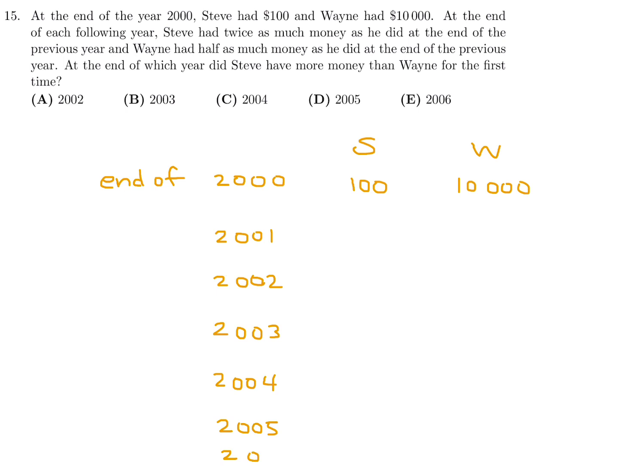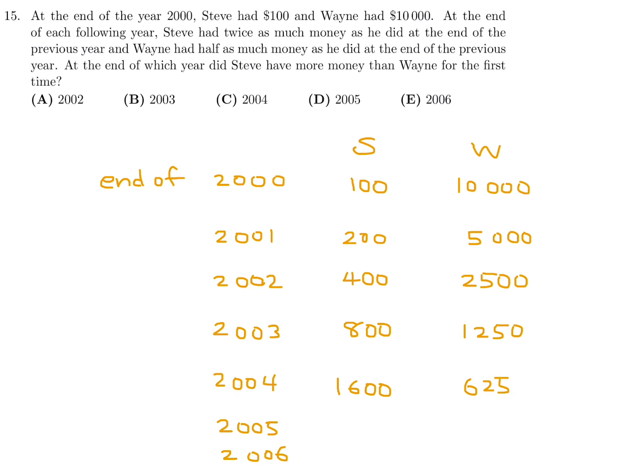Let's see what happens. Okay, so at the end of 2001, Steve doubles and Wayne halves, so we got 200 and 5,000. Next year, same story, 400, 2,500. Next year, 800, 1,250. Next year, 1,600, 625. And at this point, for the first time, Steve has more money than Wayne, and that happened in the year 2004. So number 15, the answer is C.